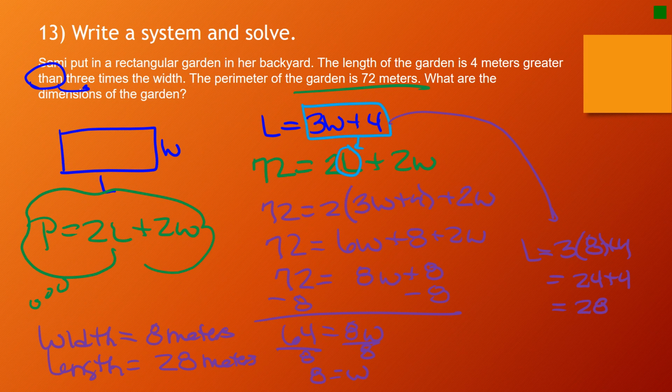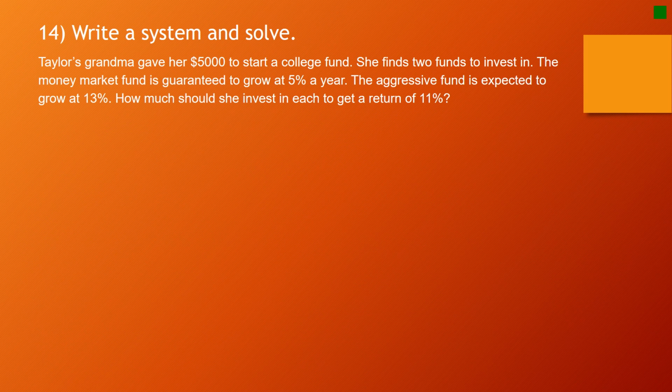Okay, last problem, and it's the doozy. Taylor's grandma gives her $5,000 to start a college fund. Oh, you gotta love grandmas. She finds 2 funds to invest in. So Taylor is putting her money into 2 separate funds, and she wants to get a return. Okay, now these could be beakers, but look, put roofs on them, and now they're places of investment. One is a money market fund. The other is an aggressive fund. And the last thing that she's trying to get is her return.